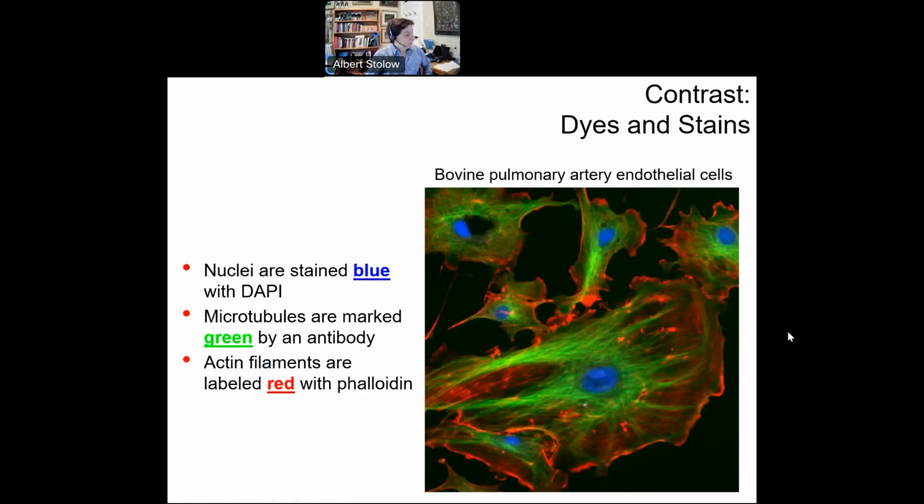And if you go online, you can find pictures like this. This is from a cow. These are artery cells, and these are beautifully colored, but this is not natural. They are artificially colored. The nuclei are stained blue with a molecule called DAPI. The microtubules are stained green by some antibody, and these protein filaments, actin filaments, are stained red by another molecule called phalloidin. So this allows you to make beautiful pictures. This is what gives you the contrast.